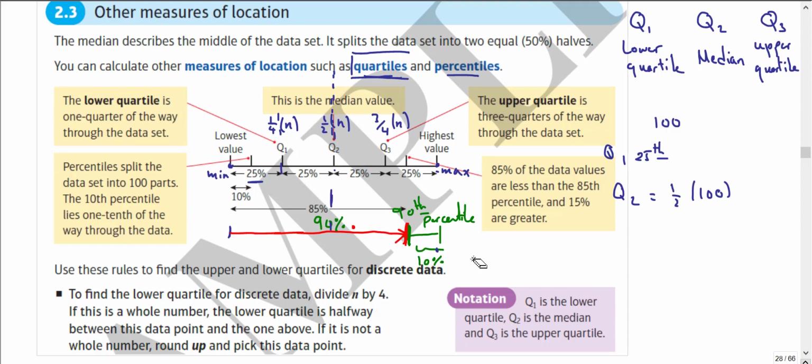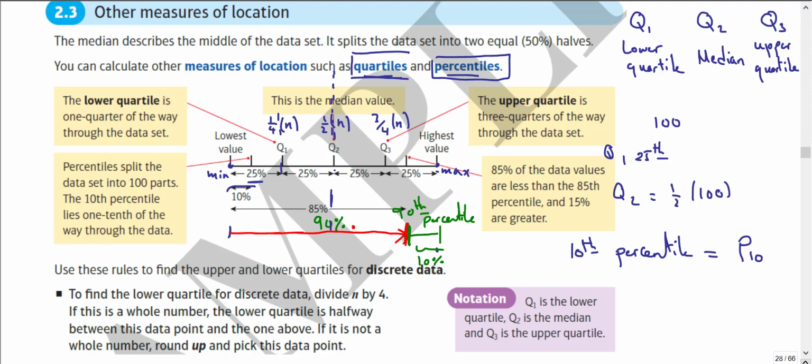We have something else called the percentile. What's a percentile? Think of it as percentages. So if I say, for example, the 10th percentile, P10, this is 10% of the data. At 10%, yes. Like this, 10% of the data. If I say the 90th percentile, it will be what?